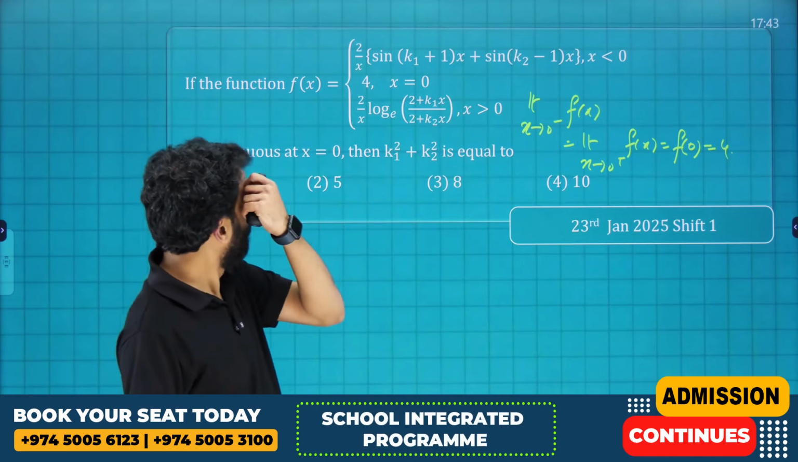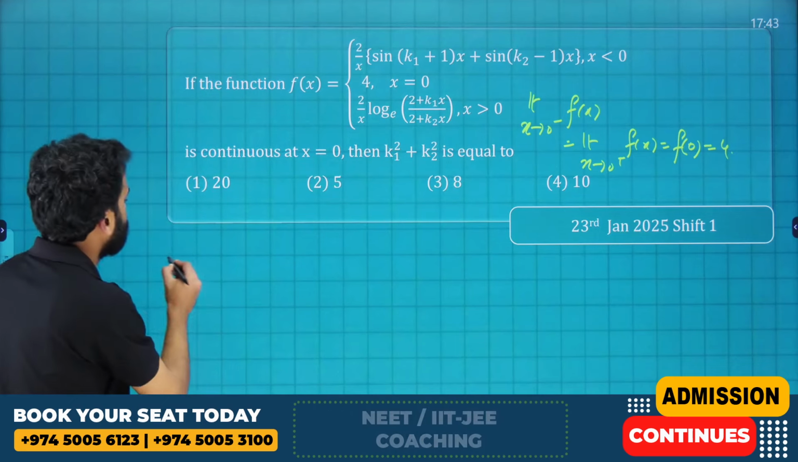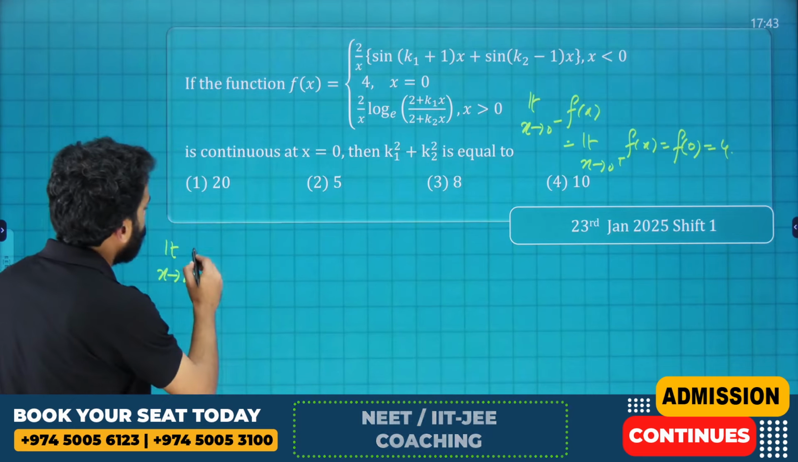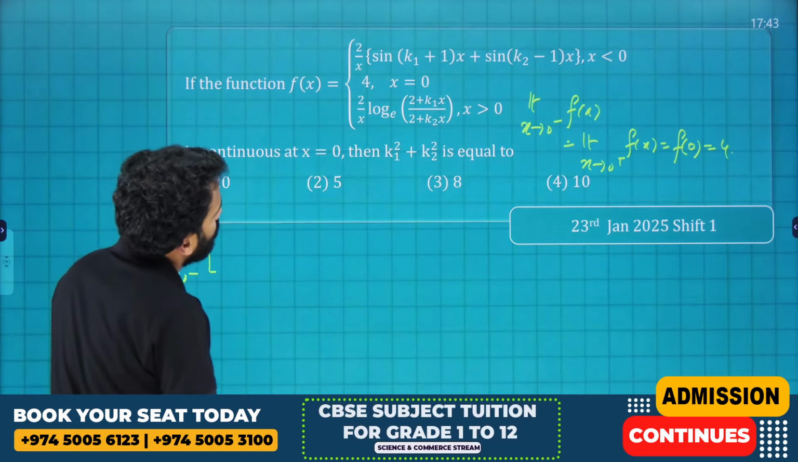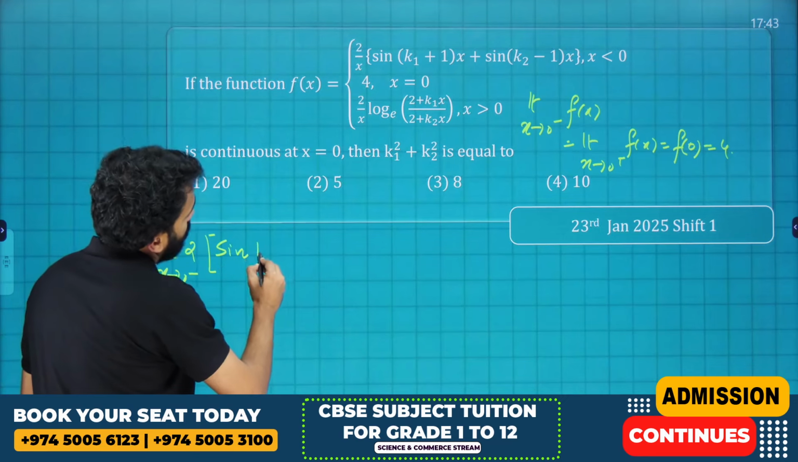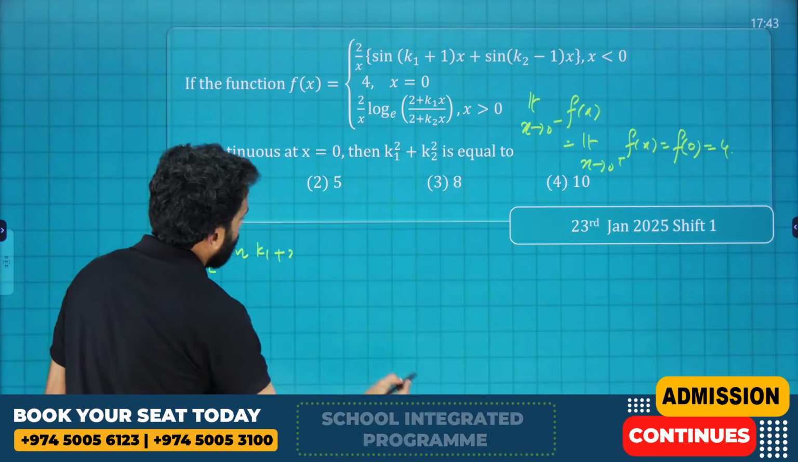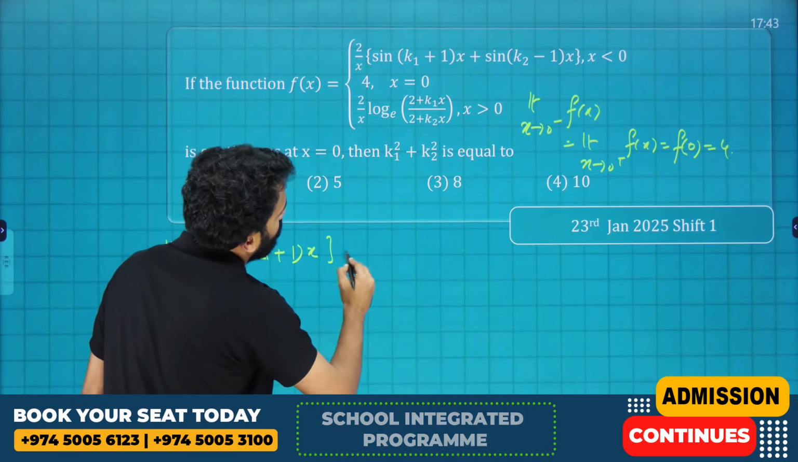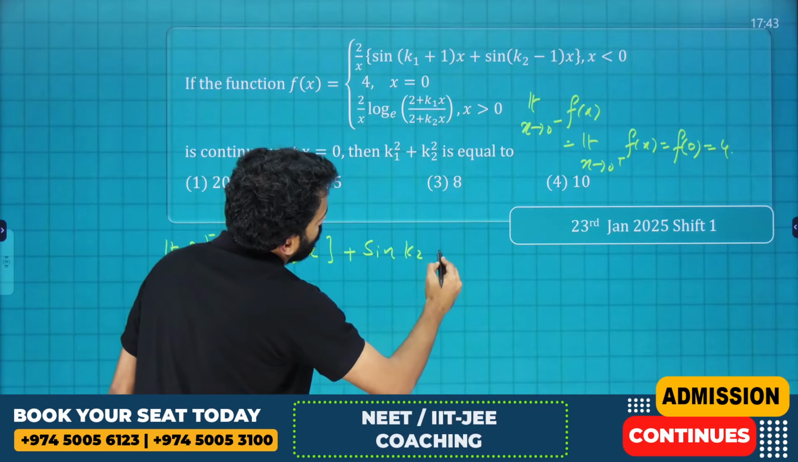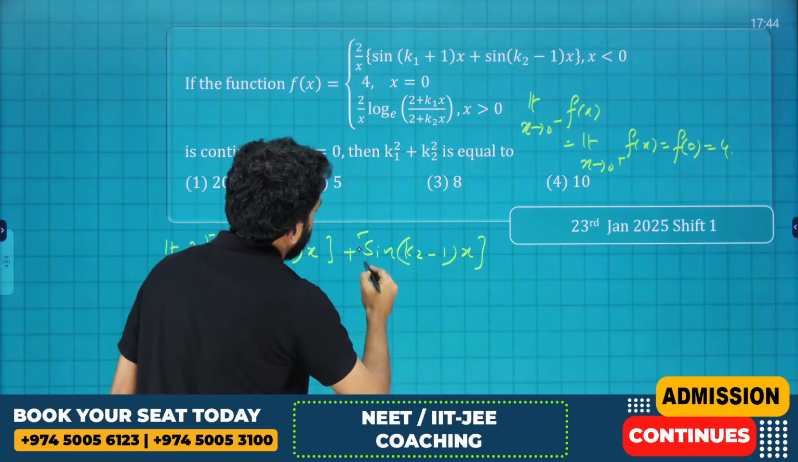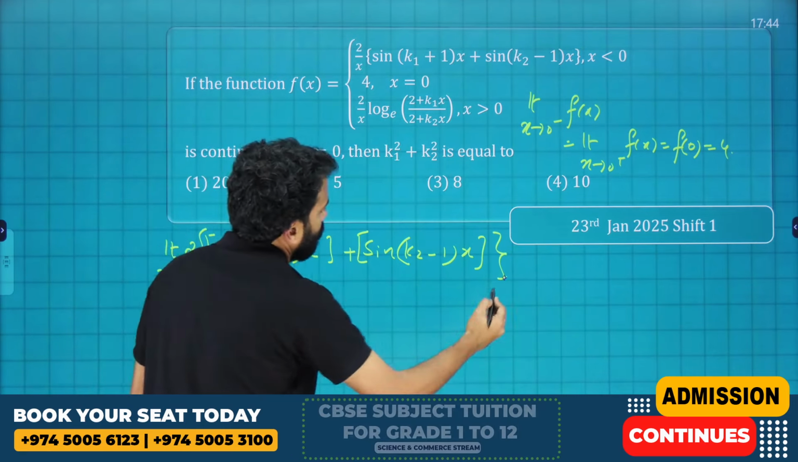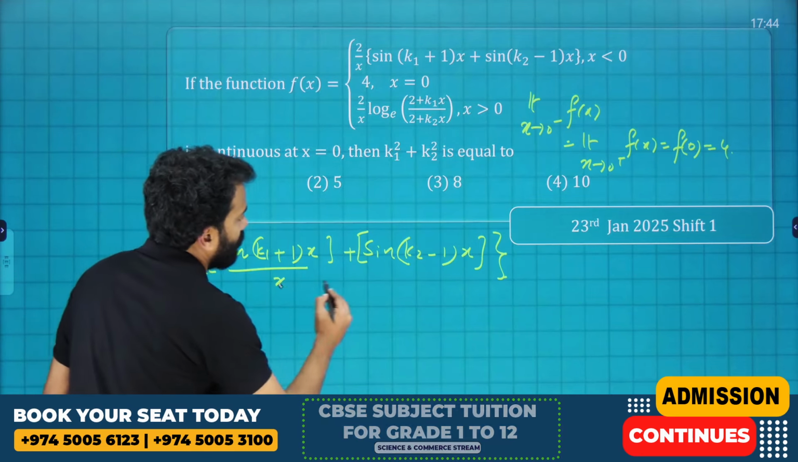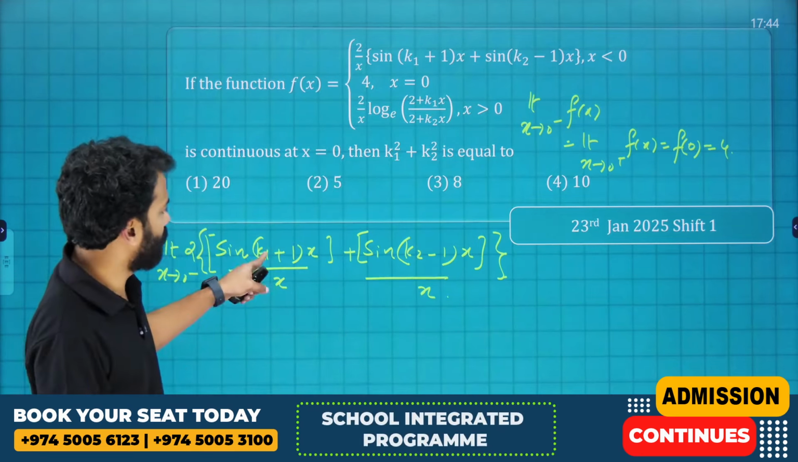So, okay, let's start from the left hand limit first. Therefore, it will be limit x tends to 0 minus 2, I'm assigning it over here. It will be sine of (k1 plus 1) into x, plus sine of (k2 minus 1) into x. Okay, we can assign this bracket over here. So how will you formulate this one? I'm going to assign here and here separately. Okay, then what is the result of this one?